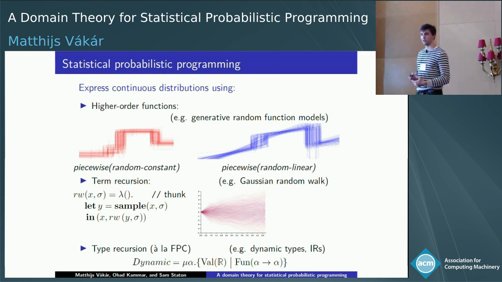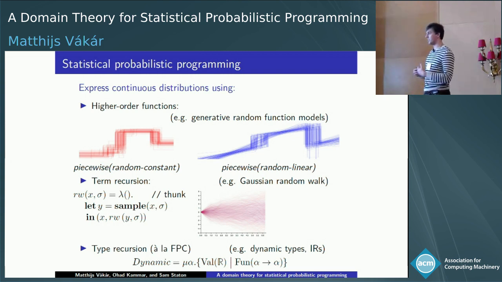And we also want type recursion in the sense of FPC, or maybe just the recursive types that you have in OCaml. And there are two reasons for that. One is in our POPL paper last year, we showed that you can use inductive types, which are slightly less general than these recursive types, to construct intermediate representations for probabilistic programs. And you can also do correctness proofs on that representation.